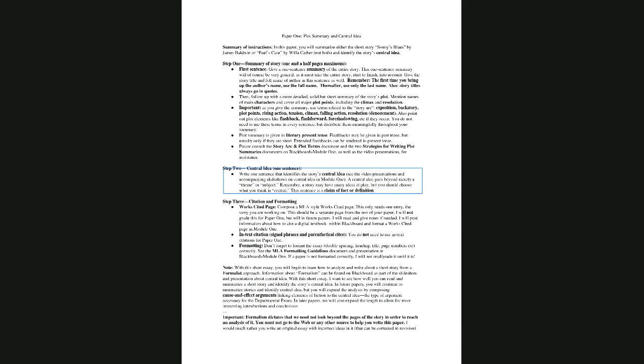You will be writing a central idea statement for pretty much all of the stories that you will be writing about this summer. You'll be doing that in the departmental exam as well. So being able to compose a central idea statement is going to be a very important skill that you want to practice, and you want to start practicing that as soon as you can.